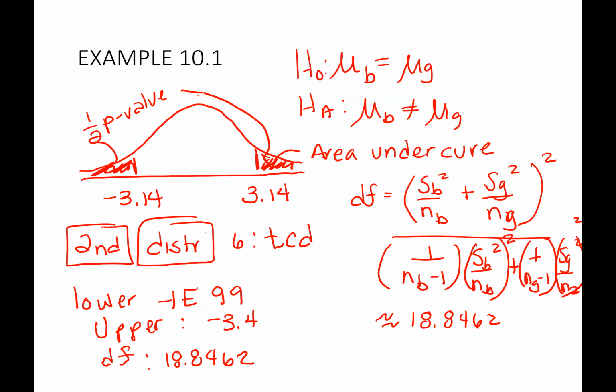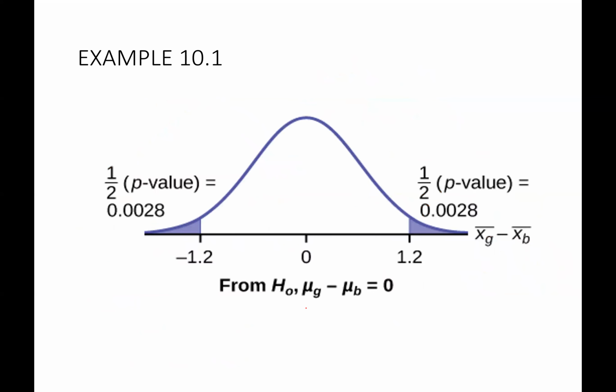Okay, so what do you get? If I do a t-distribution and I find the area under the curve from negative really small number to negative 3.14 with degrees of freedom of 18.8462, I get the area under the curve to be 0.002715, or 0.0028. So in each tail, you've got 0.0028. So the p-value is twice that, which is 0.00543. Okay, all that work just to find the p-value. Now what do you do?